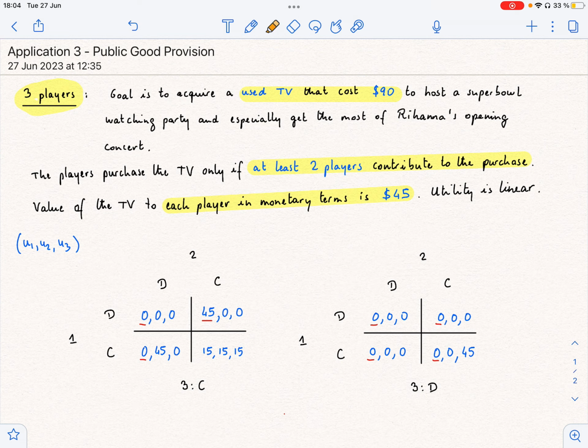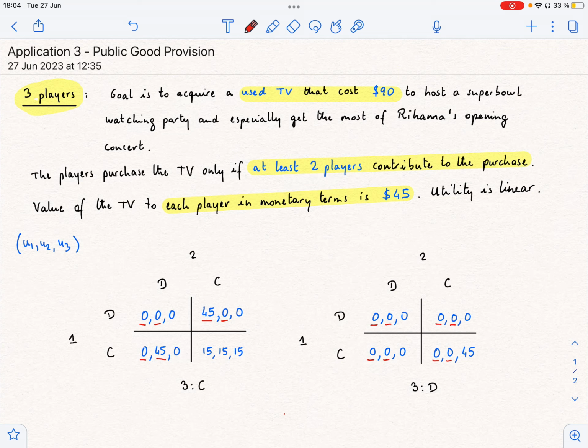Now we're going to do the same for player 2. So let's fix the strategy of player 1 and player 3 here. And player 2 is going to compare the payoff from defecting and the payoff from contributing. And here player 2 is going to be indifferent, right? If we fix the strategies of player 1 and player 3 to being player 1 contributes and player 3 contributes, here player 2 compares defecting and contributing, and once again, it's in their best interest to free ride and to defect, okay? So we can do the same for the right matrix, but this time player 2 is indifferent.